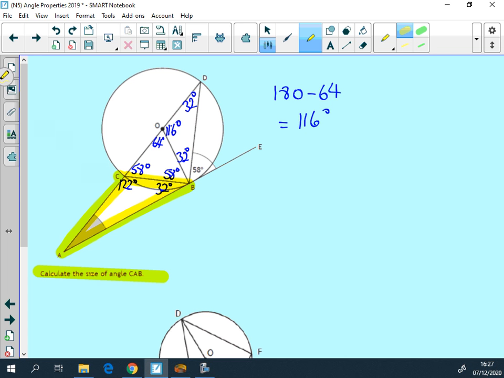And then the last bit, again, there are so many triangles you can form here, but I've got a triangle there. So I could add 122 and 32, take that away from 180. So I'm going to use that one. So 122 add 32 is going to give me 154. And then 180 take away 154 is going to give me 26 degrees. So again, I always annotate on the graph. There's 26 degrees.